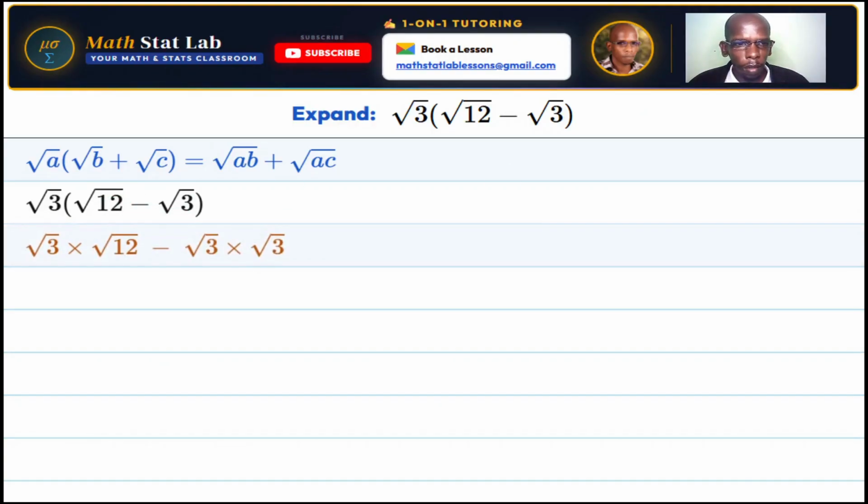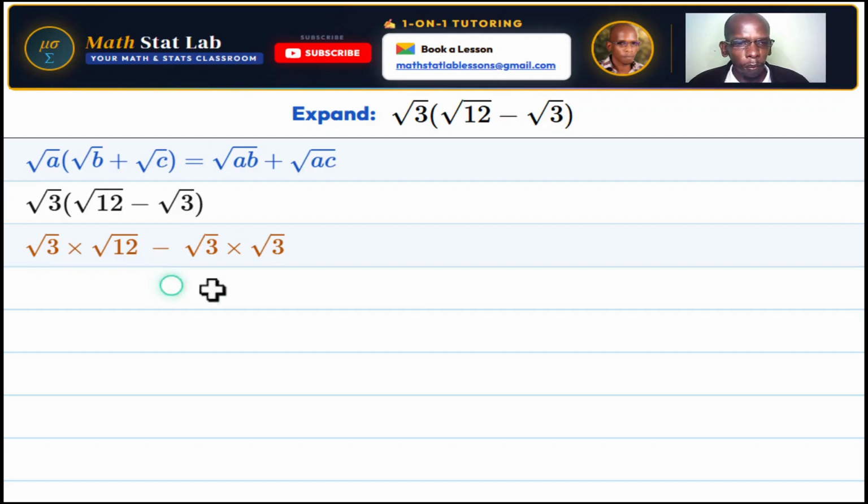So from there, we have the root of 3 multiplied by the root of 12 minus the root of 3 multiplied by the root of 3. So it becomes the root of 3 multiplied by the root of 12, because we take a multiplied by b, if we open the brackets, then minus. The reason why here it is minus is because here it was positive, and this is negative. If you take negative and multiply by positive, it becomes negative. Then from there, we take again the root of 3, then we multiply by the root of 3, this one here.